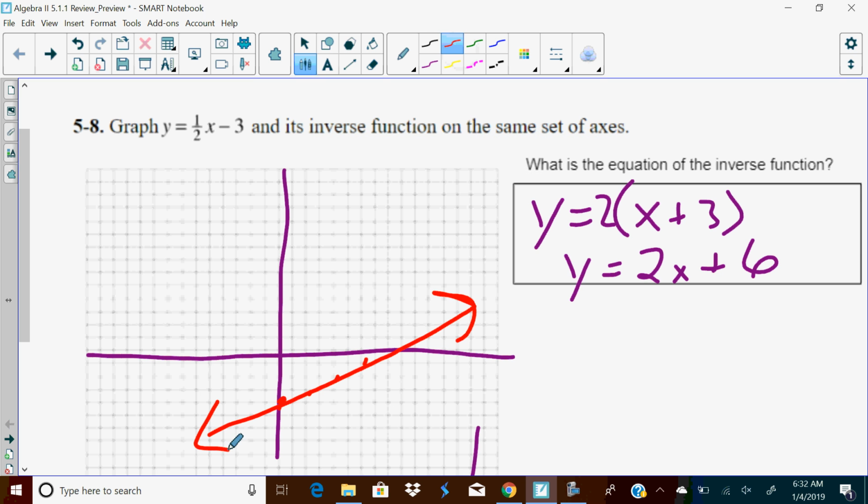For the inverse function, I'll do in green. It's y equals 2x plus 6. So you're 1, 2, 3, 4, 5, 6, up 2 over 1. So it's going to look like this.